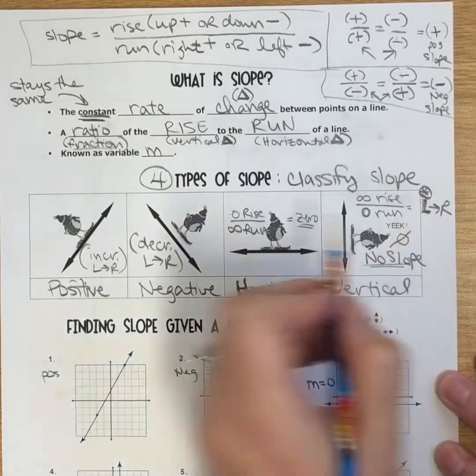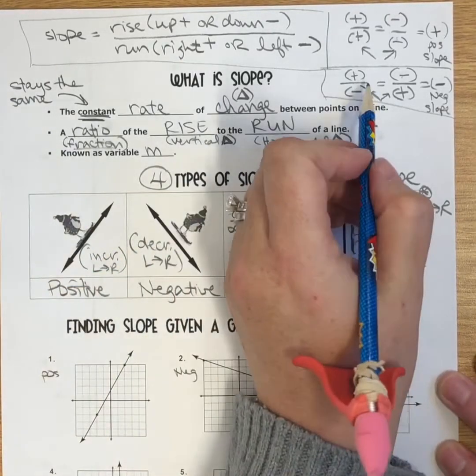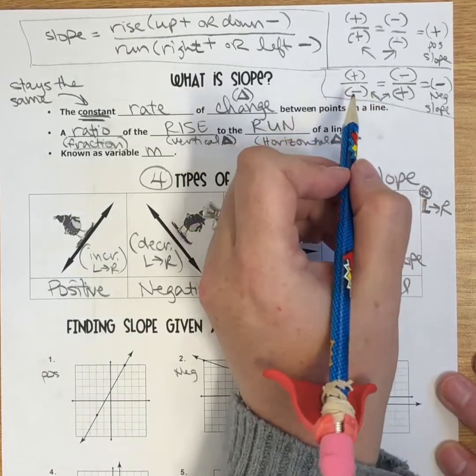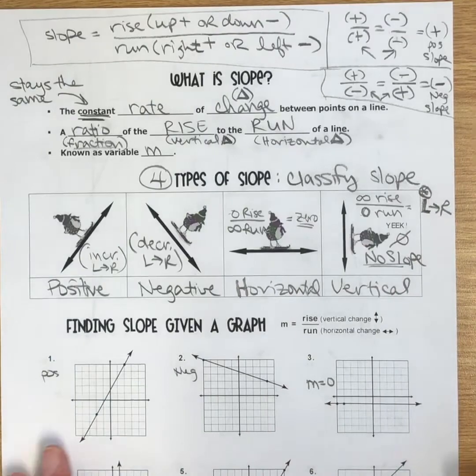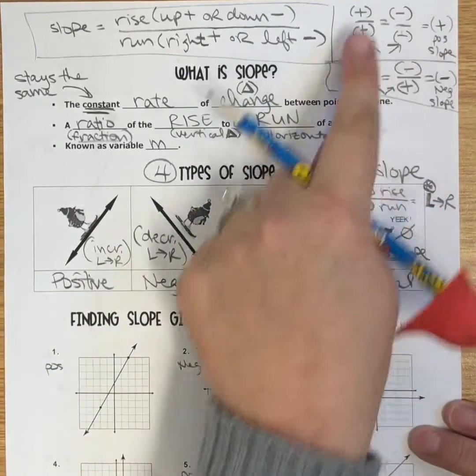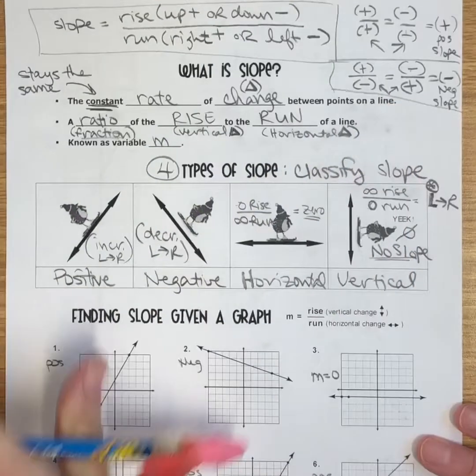Remember how I said to classify slope, you can only go left or right, but to count slope, you can go both directions. That's why we have two equivalent slopes. Now, I'll explain what that means in a second. This is a very important detail, even though it seems really elementary at this point, okay?